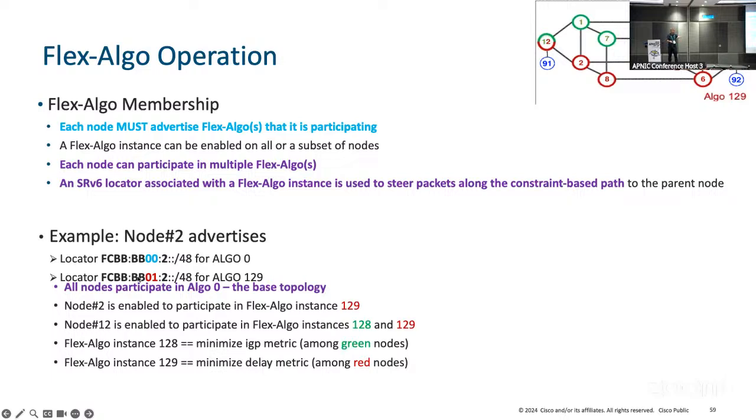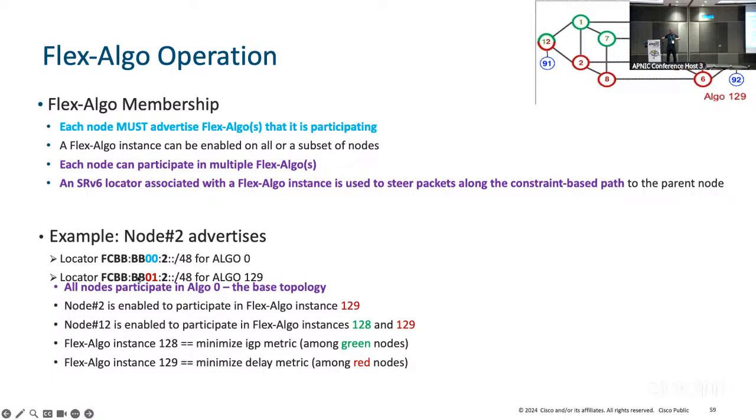One is the shortest IGP path. The other one is the latency. But router 1 on the top only needs to participate in that green domain. I believe that's 128, right? And for the bottom node, that's node 3, I'm sorry, node 2, they only participate in Flex Algo 129, right?